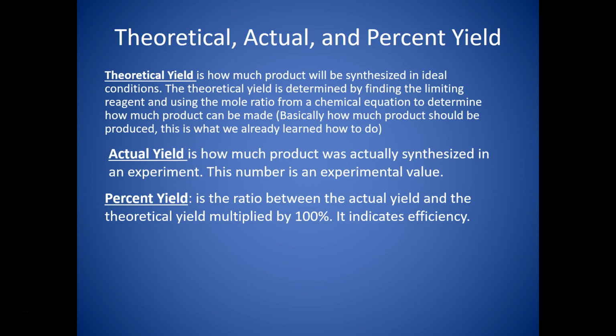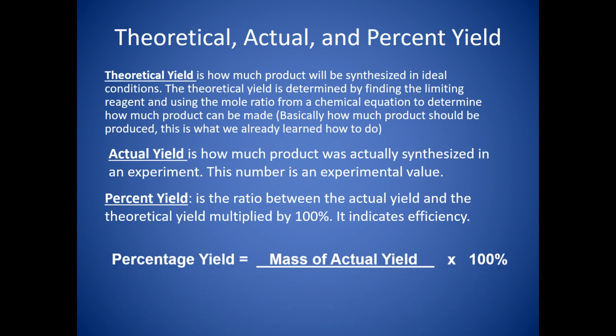And these two numbers bring us what our percent yield is. And this is the ratio between the actual yield and the theoretical yield multiplied by 100. It indicates efficiency. You want your percent yield to be as close to 100% as possible, that everything was as close to theoretical as possible. The farther away you are from 100%, the less good your percent yield is.